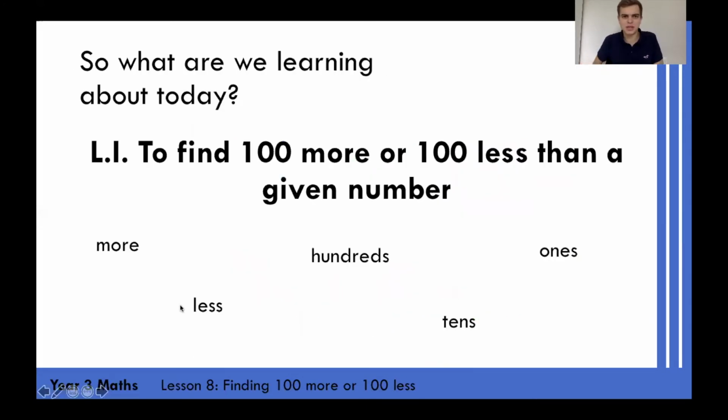Fantastic. So what are we doing today? Now, earlier I said we're going to carry on with some of the learning that we've done before. In our last lesson, we looked at finding 10 more or 10 less. But today, we are going to be looking at finding 100 more or 100 less. So we're still going to be needing to use the language of hundreds, tens and ones, most definitely, and those words more and less. And we're going to recap what those words mean now, because if we don't understand what they mean, it's going to be really hard to work out how to find 100 more or how to find 100 less, sorry.